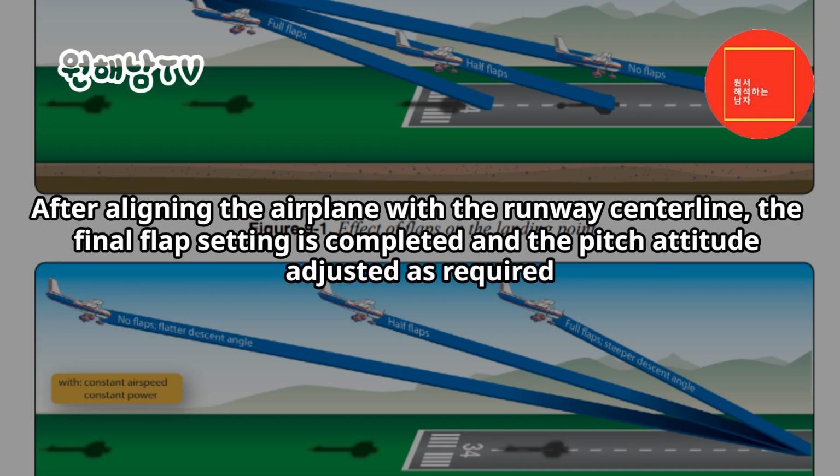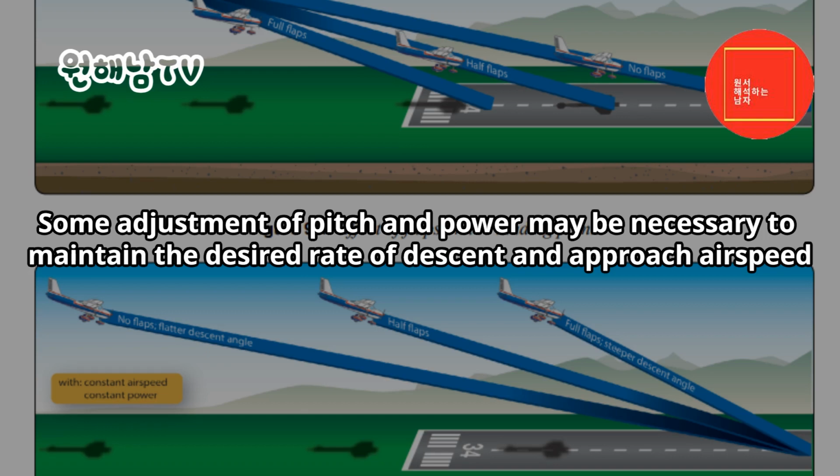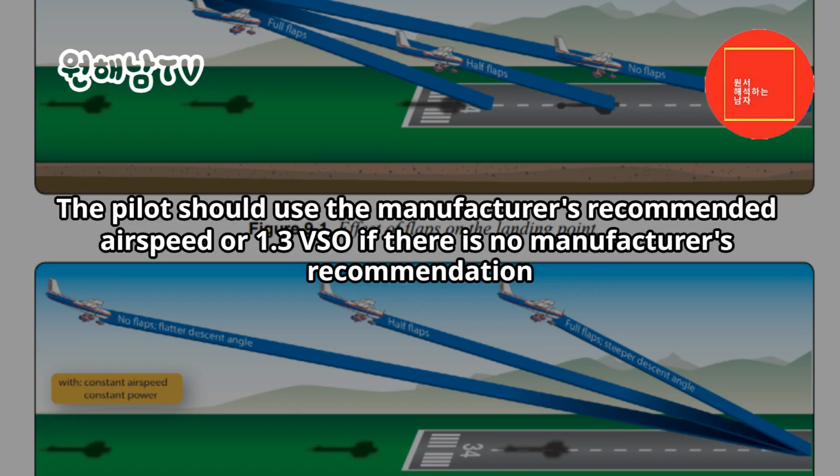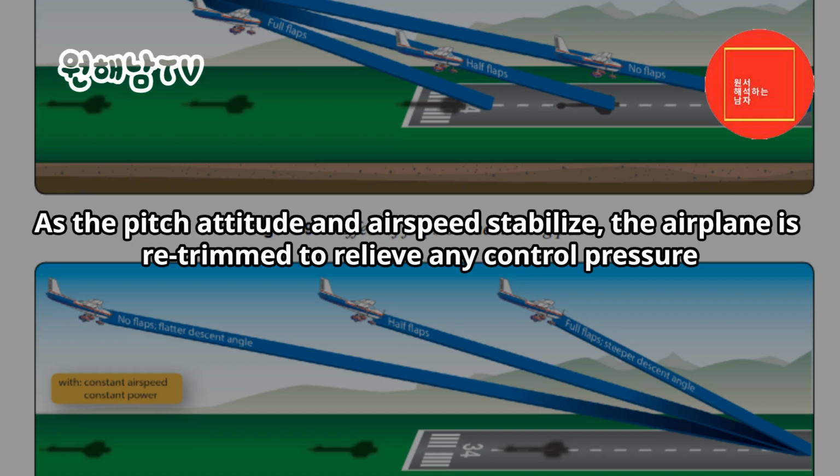After aligning the airplane with the runway centerline, the final flap setting is completed and the pitch attitude adjusted as required. Some adjustment of pitch and power may be necessary to maintain the desired rate of descent and approach airspeed. The pilot should use the manufacturer's recommended airspeed or 1.3 VSO if there is no manufacturer's recommendation. As the pitch attitude and airspeed stabilize, the airplane is re-trimmed to relieve any control pressure.